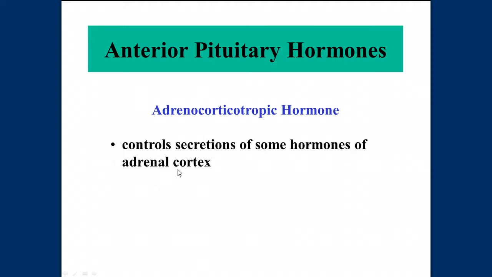Now that adrenal cortex will produce another set of hormones, and we will talk about those. The outer layer of the adrenal glands is specific to these target cells, and then it causes the adrenal cortex to release its own hormones.